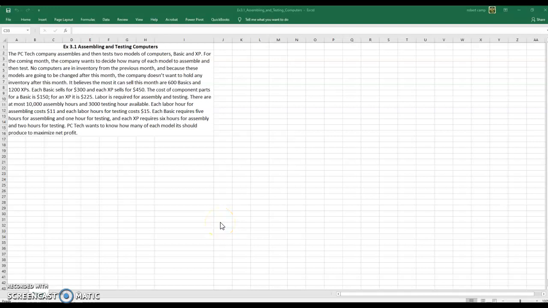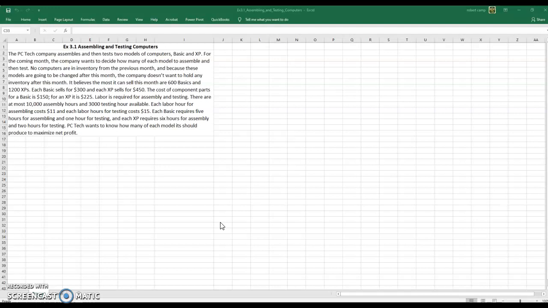In this example, we're really going to start looking at how we can use Solver to come up with the ultimate solutions. As we're looking at this, we have the PC Tech Company, which assembles and tests two models of computers, the Basic and the XP. For the coming month, the company wants to decide how many of each model to assemble and then test.